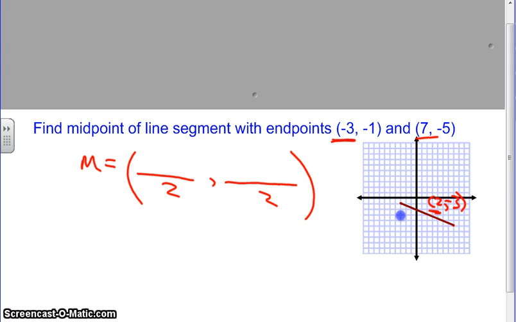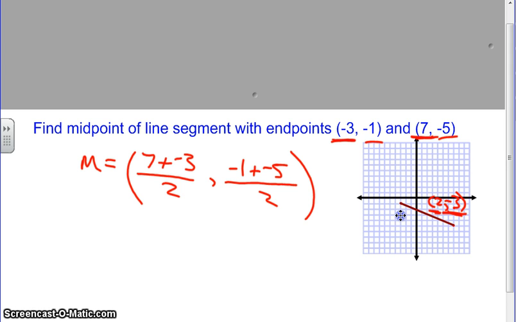How can I make 7 and -3 equal 4? You add them together. 7 plus -3. You simply add the x values of the endpoints, right? And divide by 2. Let's see if that works for the y. If I add -1 plus -5, what do I get? And what is -6 divided by 2? -3. Exactly the midpoint we found.